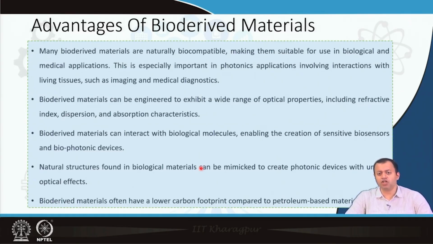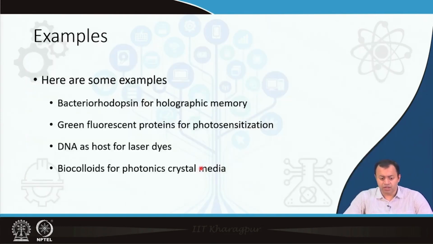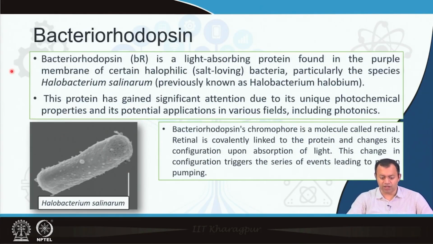You derive 3 or 4 biologically inspired materials and then you find out that in their interaction with light or their interaction with other biological materials, there is a preference for one particular bio-derived material versus the other. So, here are some examples: bacteriorhodopsin for holographic memory, GFP for photosensitization, DNA as host of laser dyes and biocolloids. We discussed this, but let's go into a little bit more detail.